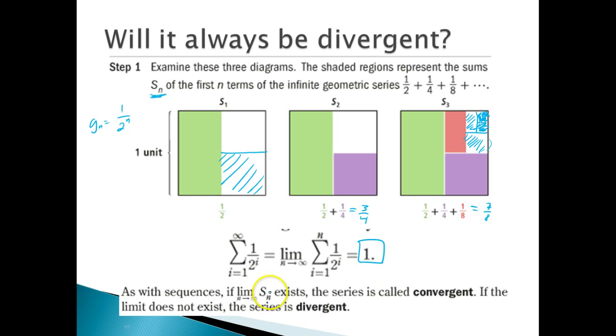So, as with sequences, if the limit as n approaches infinity of Sn exists, because we said S1, S2, S3, we said that these actually create a sequence. So if, as we go to infinity, the limit exists, the series is called convergent. So this would certainly be a convergent series because it converges to 1. If the limit does not exist, we call it divergent. So convergent and divergent.